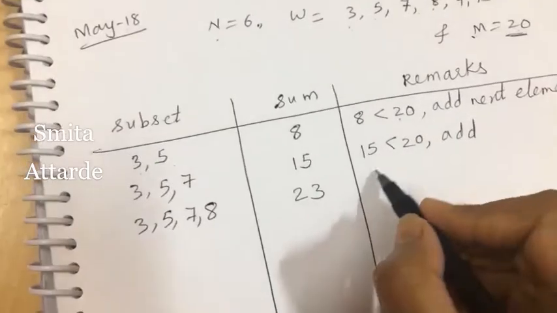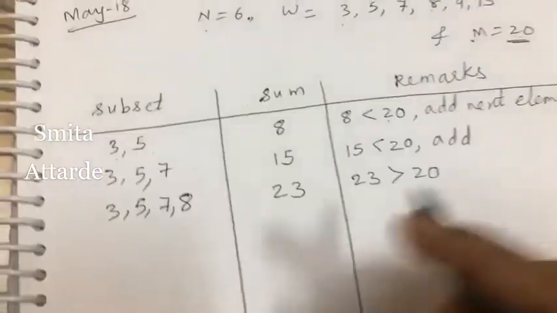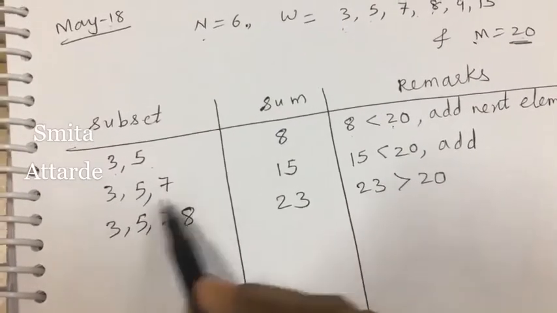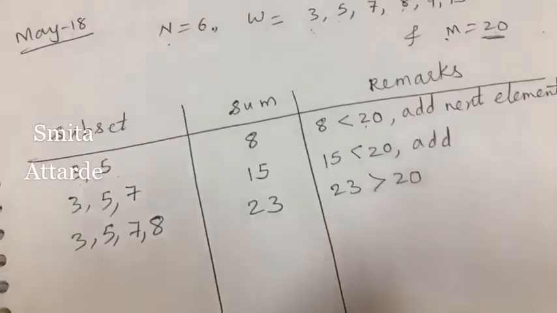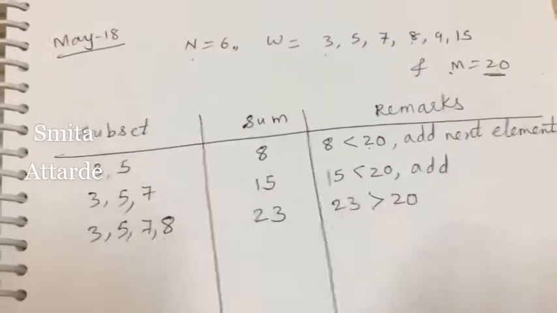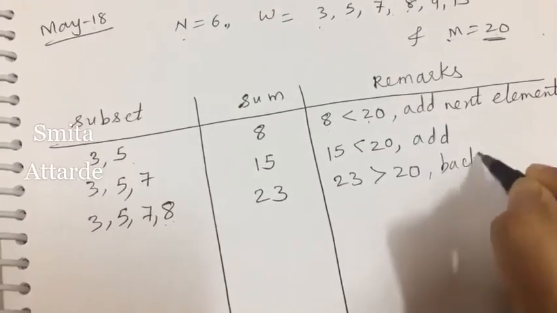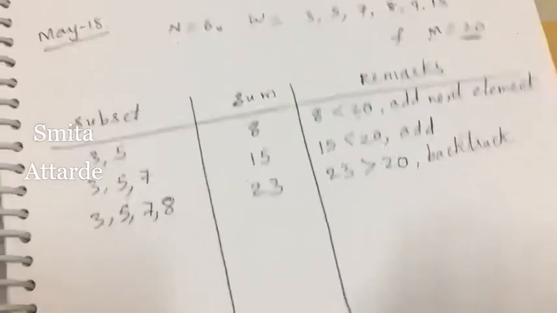Now 23 has exceeded 20. That means this subset is not our solution. The addition of these values in the subset is giving me 23, which is greater than 20. That means this is the wrong choice we have made. Hence we are going to use the backtracking concept. So I'll use backtrack.